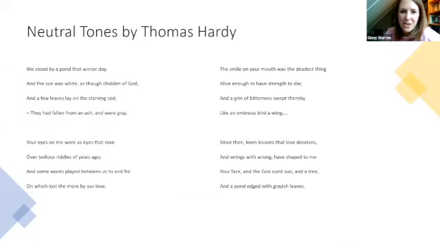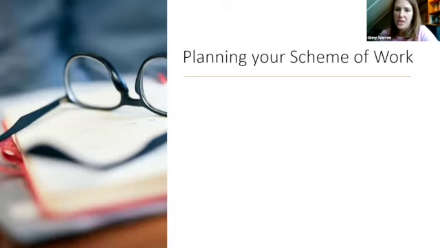Also, I really like that line in the 3rd stanza, which says, the smile on your mouth was the deadest thing, alive enough to have the strength to die. And that juxtaposition between life and death, alive and dying as well, it's kind of oxymoronic. And this poem has got some good bits for you to then use as a springboard to looking at the Latin. So how are you planning to kind of teach the poems?